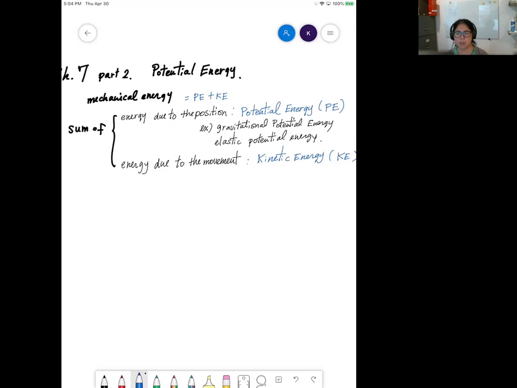Elastic potential energy is when you have a spring, like this one is a spring, right?